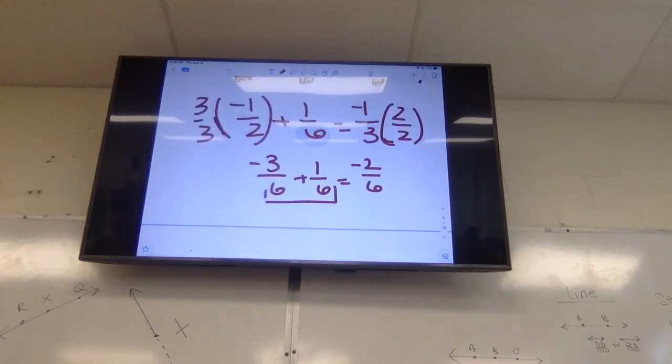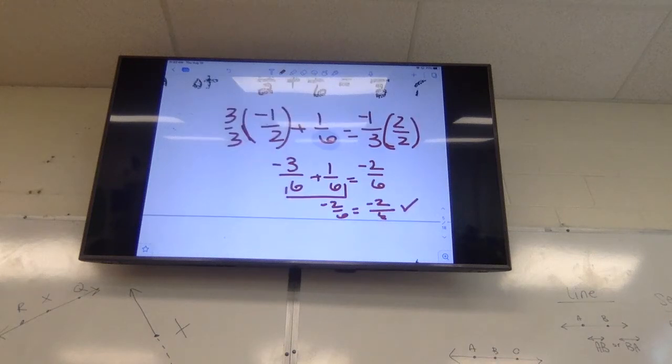Combine my left-hand side, that's -2/6. Oh, shoot. That's exactly what I wanted, right? Is -1 a solution? Yes. Plug and check, we're gonna say yes. Cool. Flip it over. Next page.